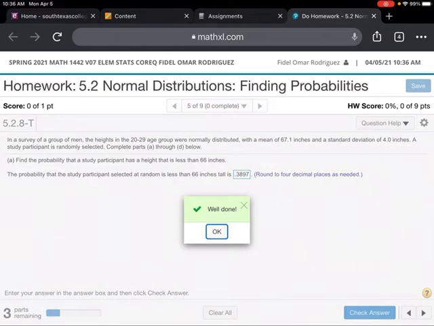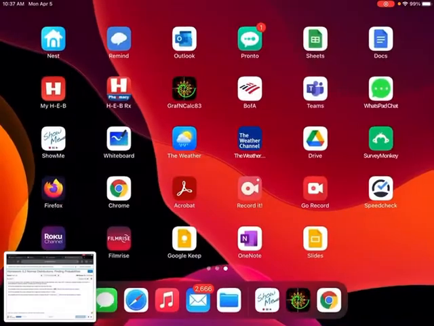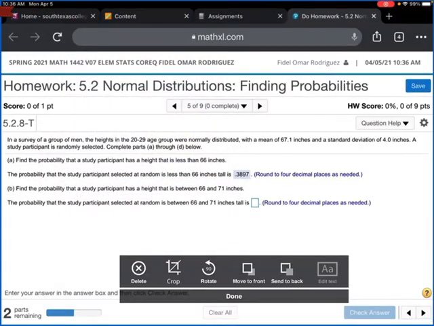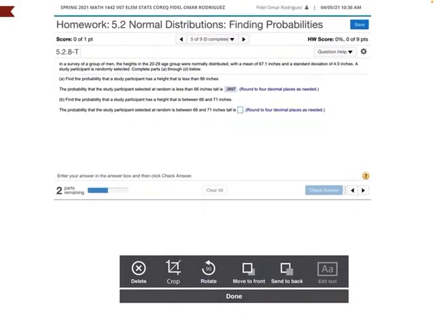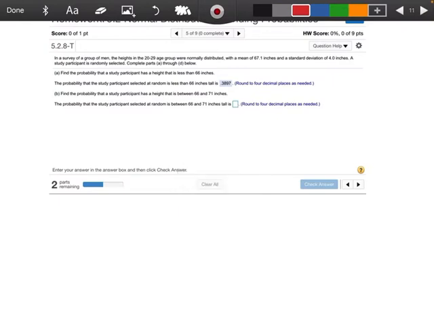And perfect. Okay, so we got part A done. Let's take a look at part B. Part B says, find the probability that the height is between 66 and 71. Okay, so go ahead and do that part. So I'm going to scroll over here, upload this picture. Let me just make it a little smaller so I have some more room. Okay, so we're trying to find the probability that their height is now between 66 and 71.